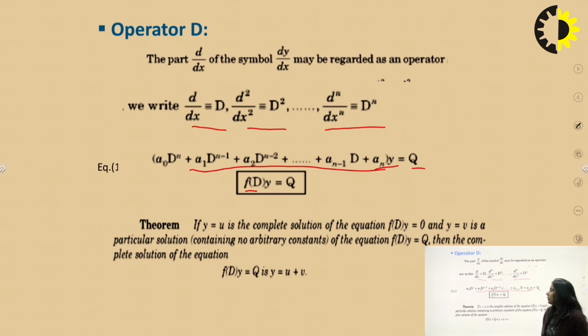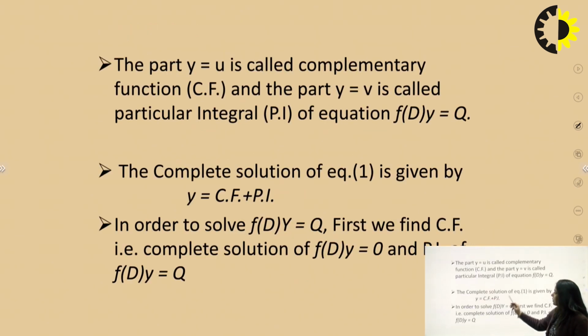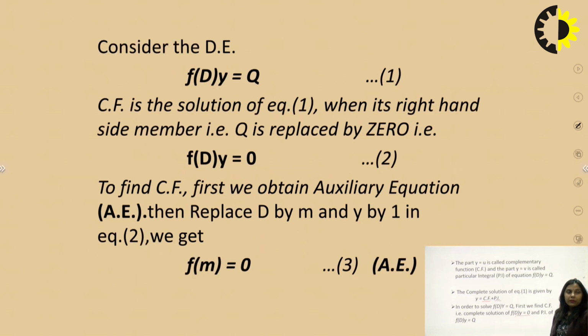According to the theorem, the solution of this equation is y = u + v, where u is the complementary function of the equation f(D) y = 0 and v is the particular integral of the equation f(D) y = q. So the complete solution is complementary function plus particular integral. In order to solve f(D) y = q, first we find the complementary function, that is the complete solution of f(D) y = 0, and the particular integral of f(D) y = q.